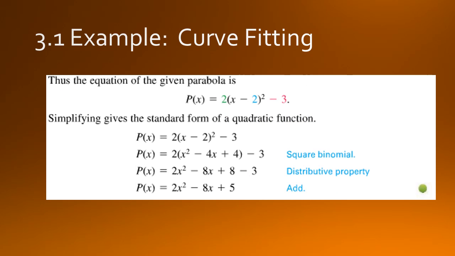Now we can put our equation together. We have p of x equals 2 times (x minus 2) squared minus 3. We're going to square the (x minus 2) by foiling it. Then we will multiply through by the 2 and finally combine like terms.